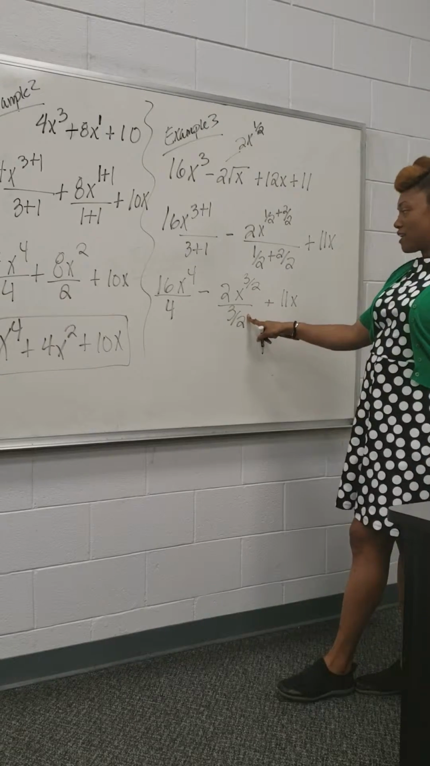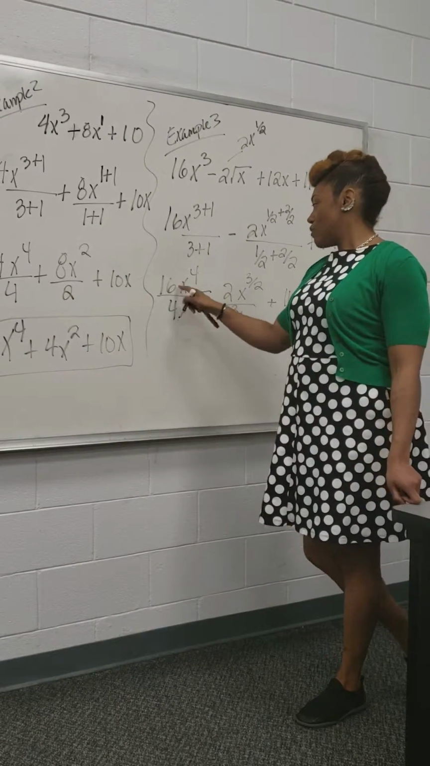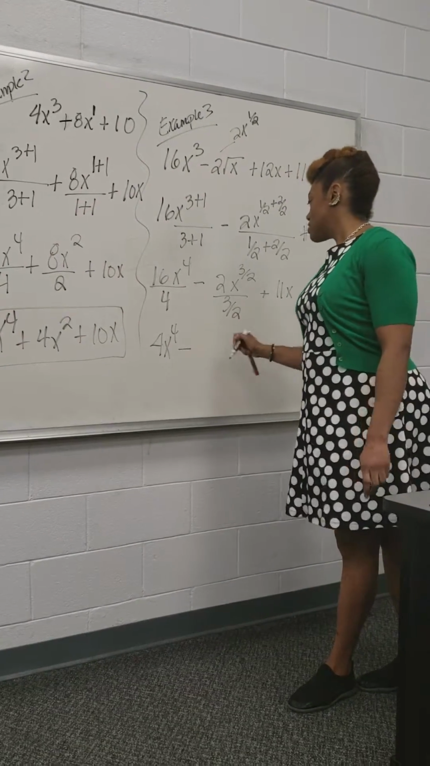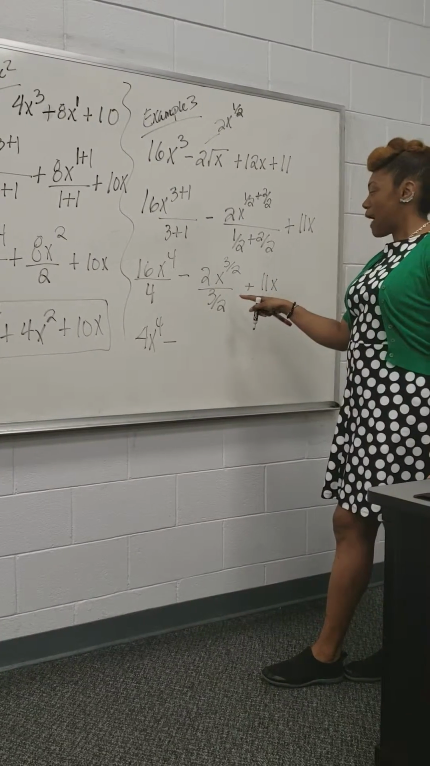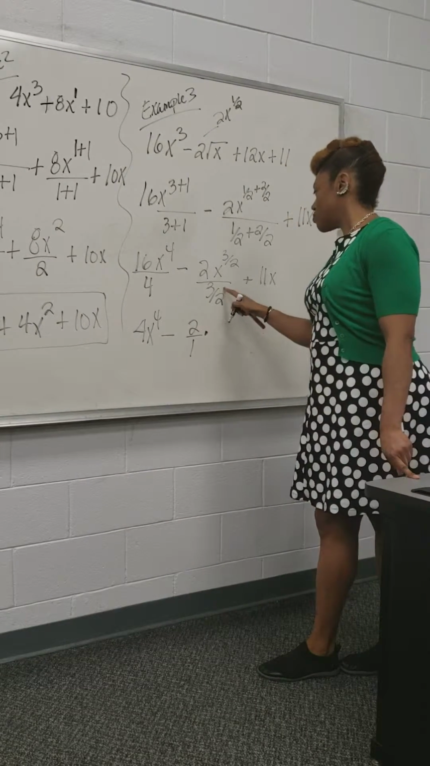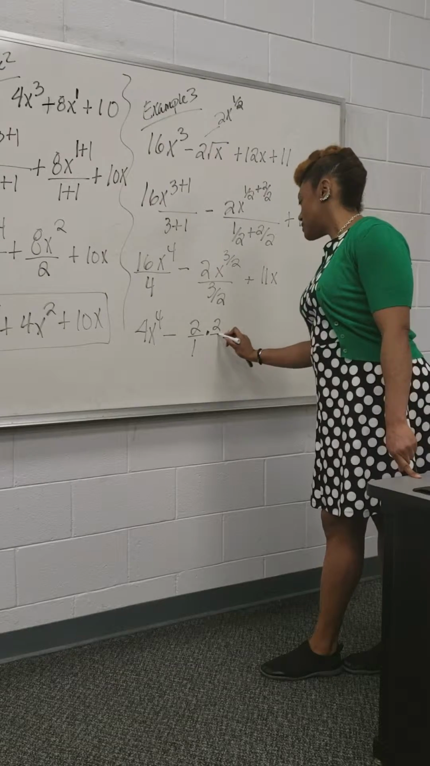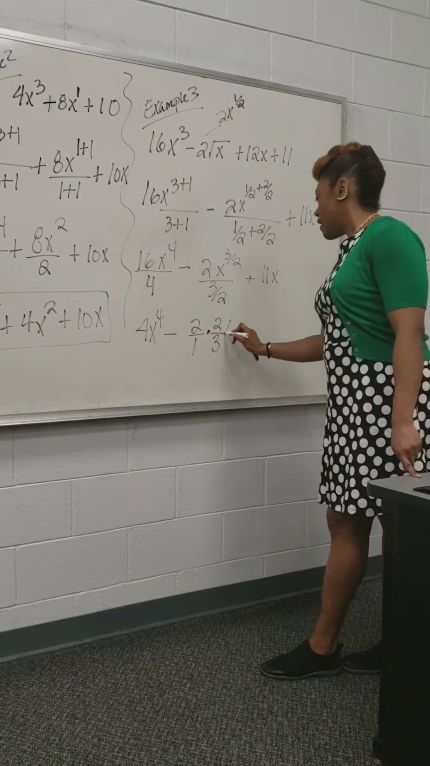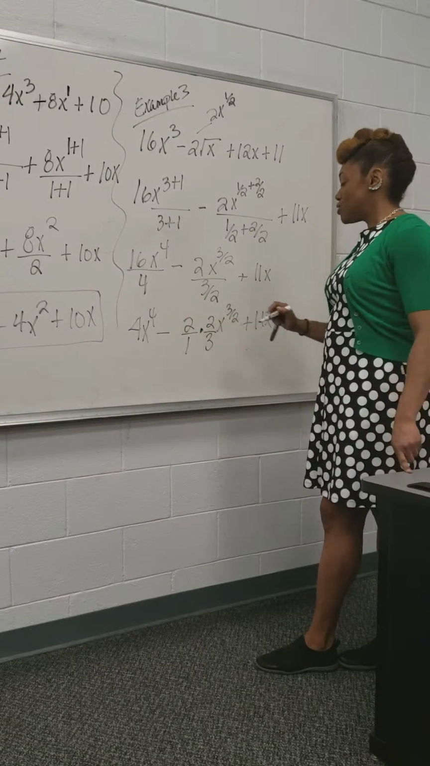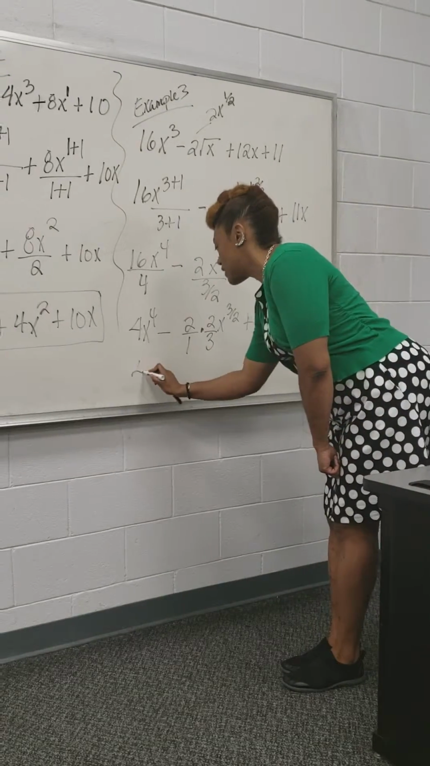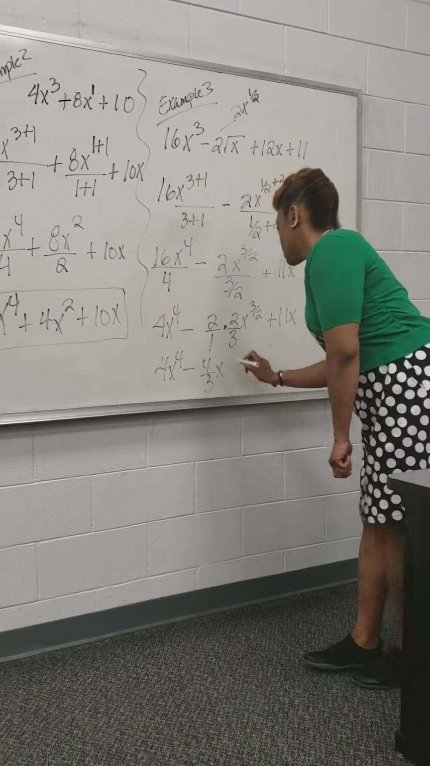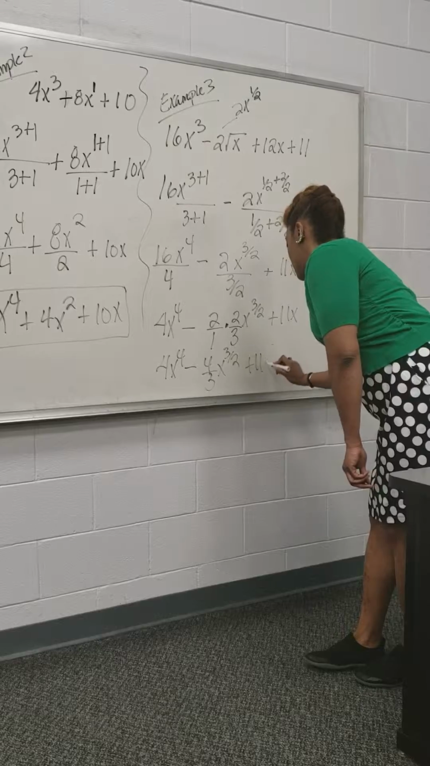I cannot leave my fractions, so I must simplify. 4 goes into 16 4 times, and that'll be 4x to the 4th, right? Minus, we never divide fractions, we always multiply by the reciprocal. So this should be 2 over 1 times, we flip this one, right? So 2 comes at the top, and 3 goes to the bottom. x to the 3 halves, plus 11x, okay? So 2 times 2 is going to give me 4, so I'm going to rewrite it one last time: 4x to the 4th minus 4 over 3 x to the 3 halves plus 11x.